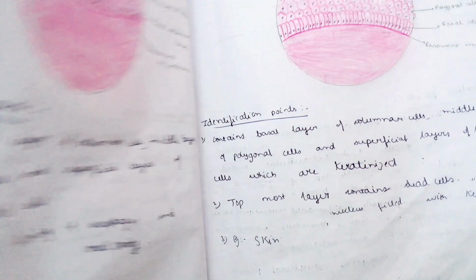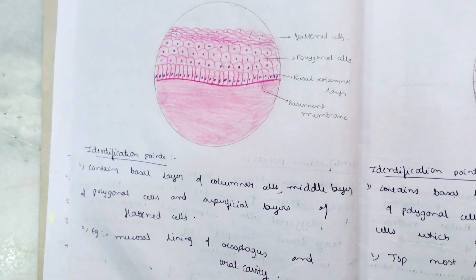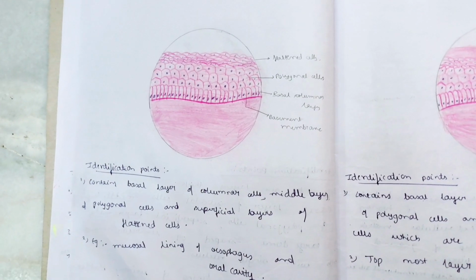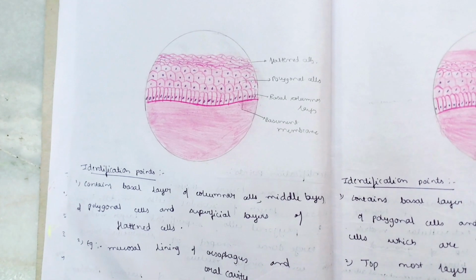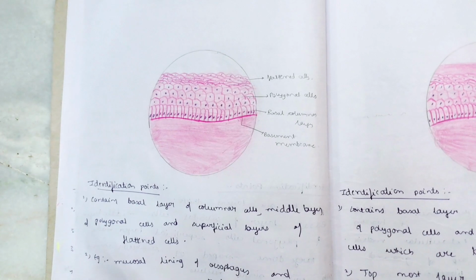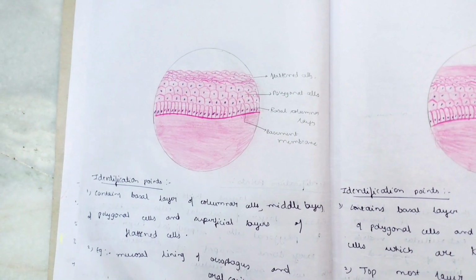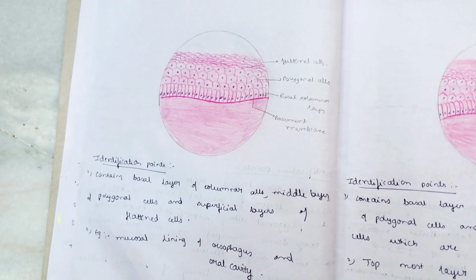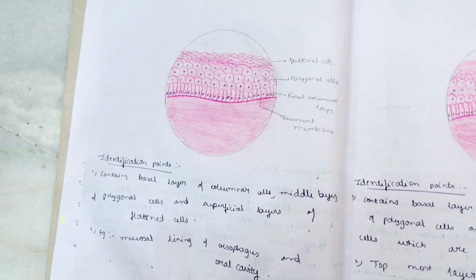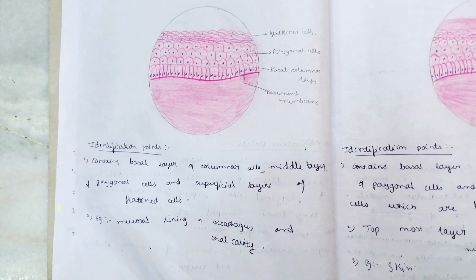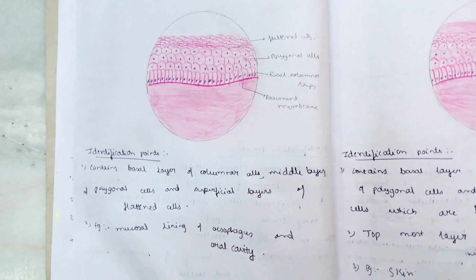Now let us see stratified squamous non-keratinized epithelium. It consists of a basal layer of columnar cells. Transitional epithelium and this epithelium differ here. First we drew the cuboidal cells, then polygonal cells and then umbrella-shaped cells. Here first we are drawing columnar cells, a middle layer of polygonal cells and a superficial layer of flattened cells. Examples include mucosal lining of esophagus and oral cavity.